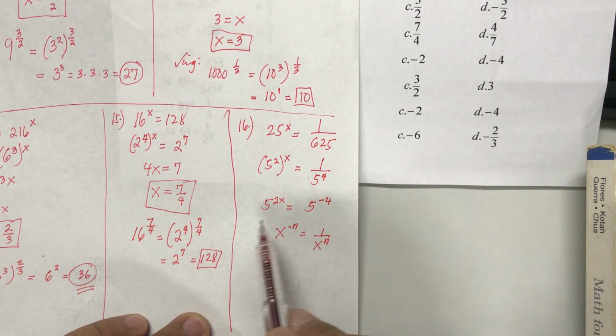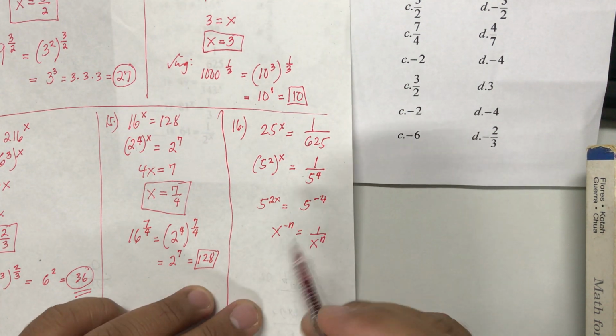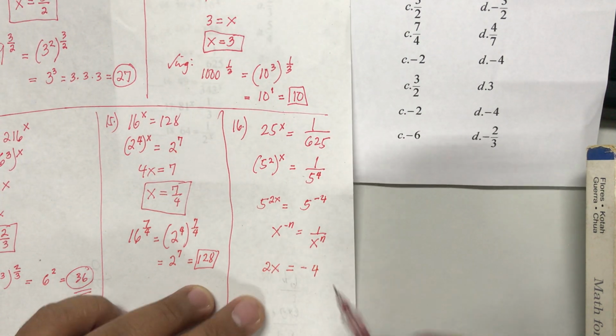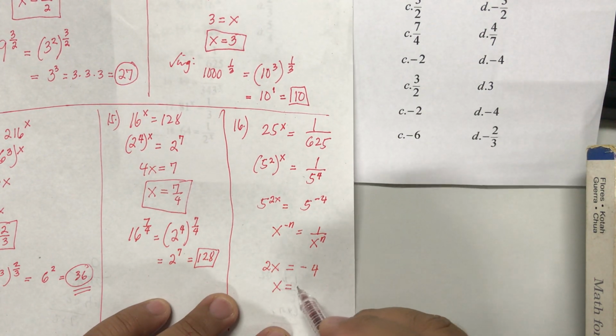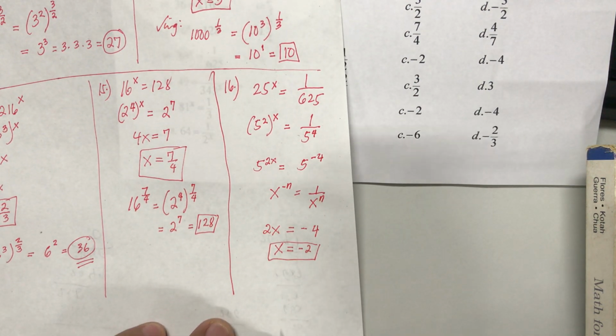The two expressions are equal, and since their bases are equal, it follows that their exponents are also equal. So 2x is equal to negative 4. If 2x is equal to negative 4, therefore x is equal to negative 2. Okay, x is equal to negative 2.